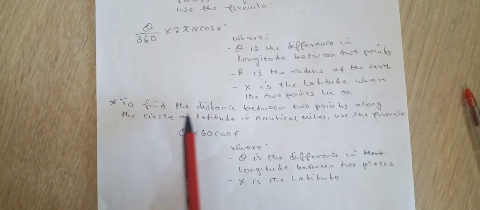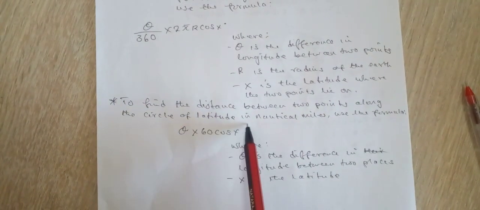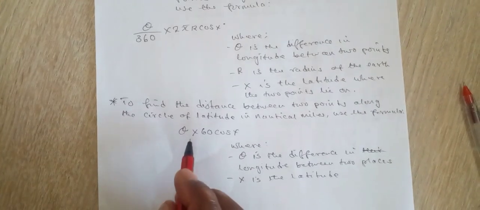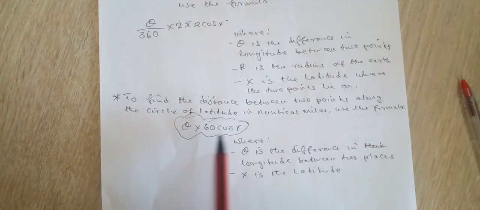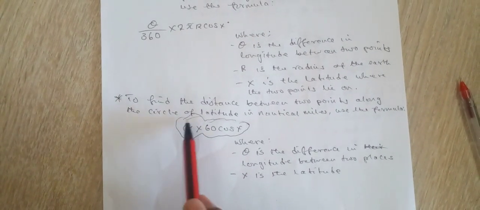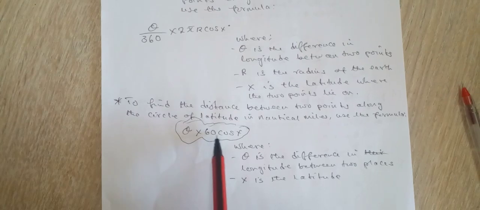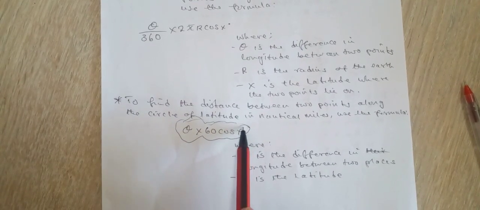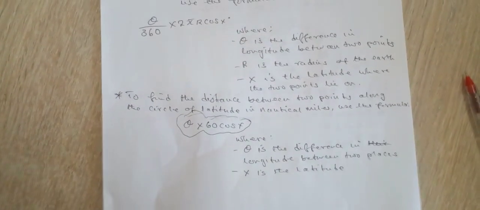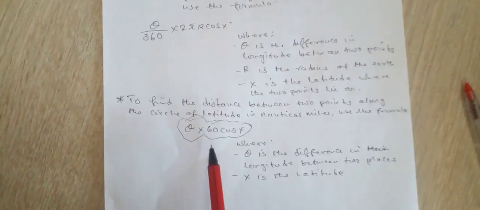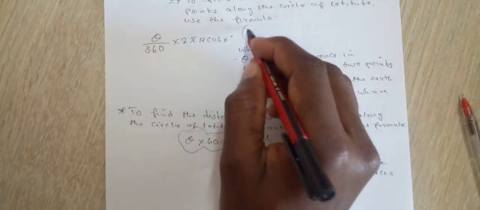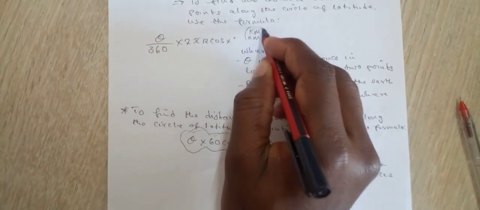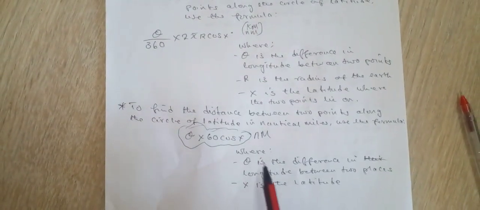Or if you want to answer quickly, you can use this concept. To find the distance between 2 points along the circle of latitude in nautical miles, use this formula here. This formula is just a quick one. If the distance you are calculating is in nautical miles, take theta, the difference in longitude, times 60 cos x, where x is the latitude they lie on, and calculate. This formula only works in nautical miles, but the other formula works in kilometers and also in nautical miles. So always remember these concepts, they are very important.